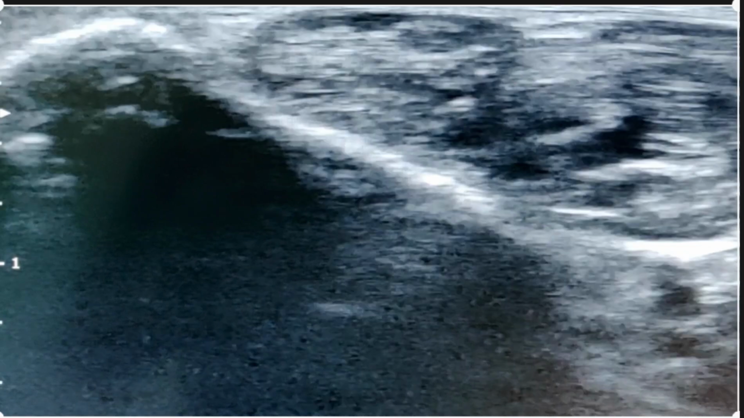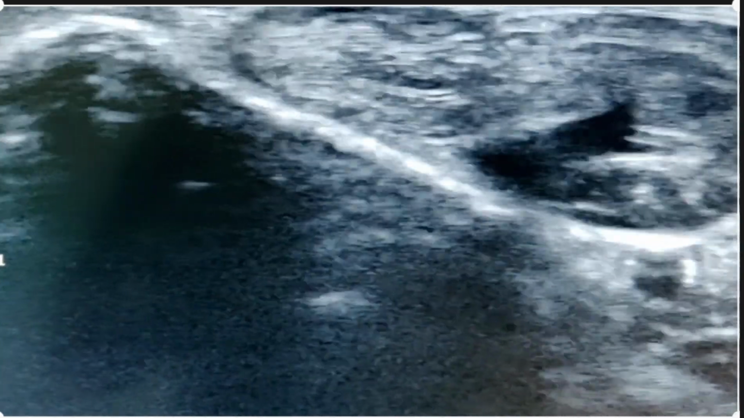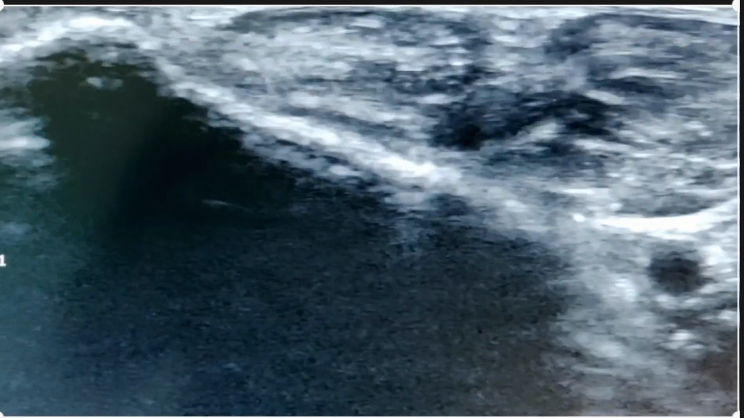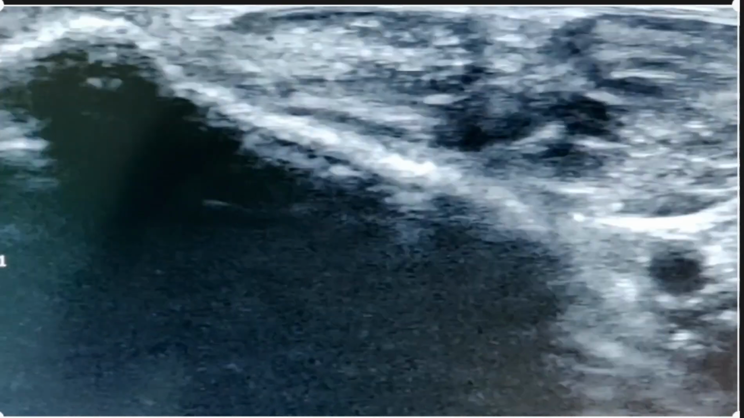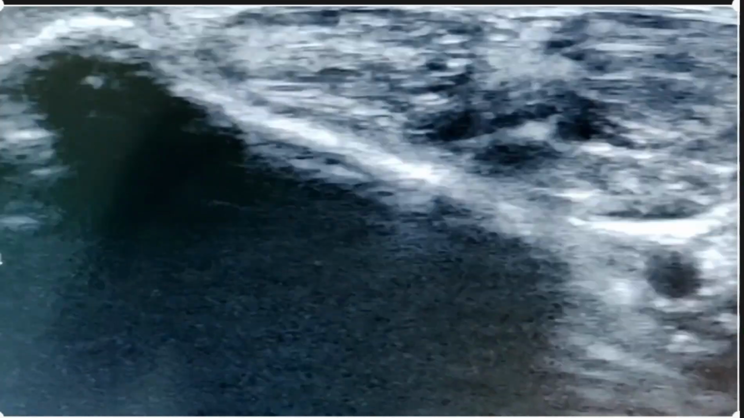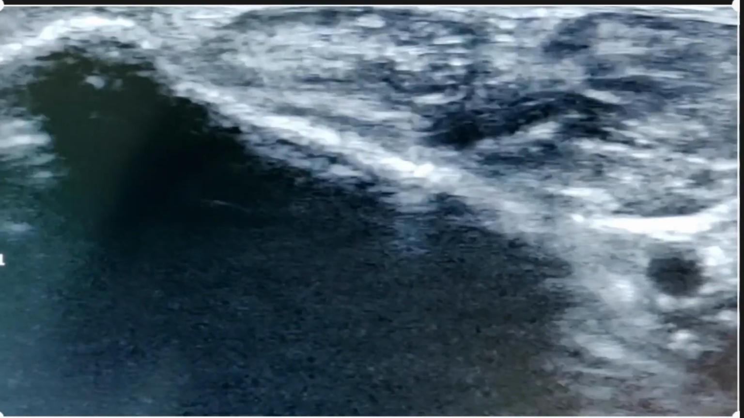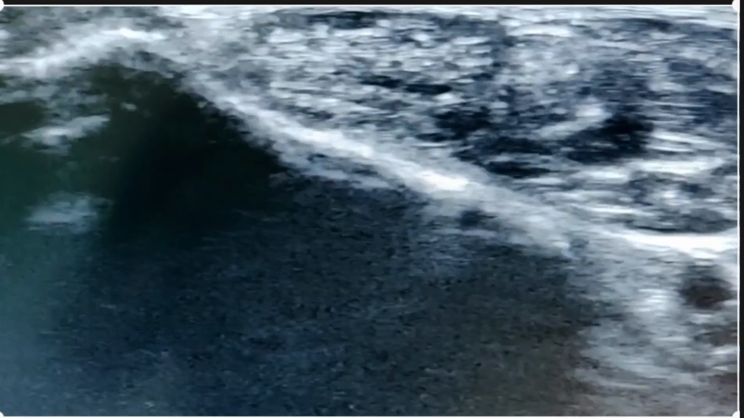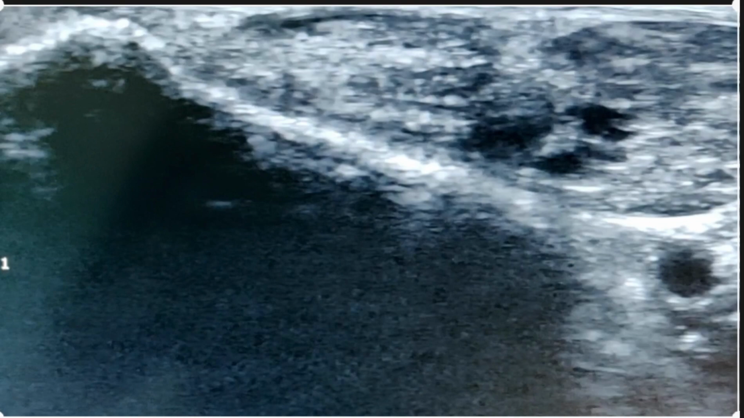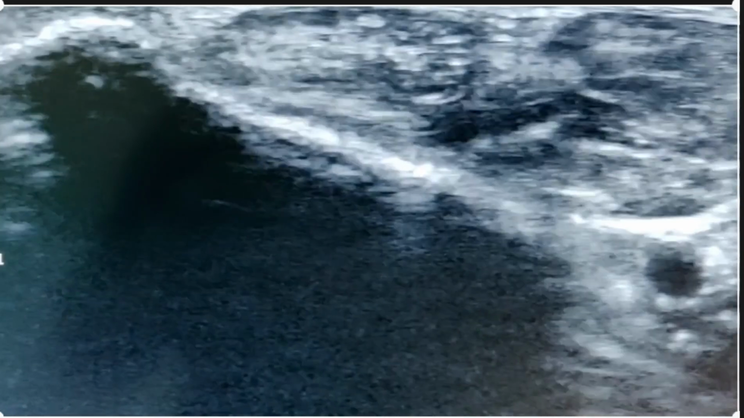So the peroneus brevis tendon, as I'm going back and forth, as opposed to it being fixated as it was on the right side, you can actually see the peroneus brevis tendon moving a lot more relative to the peroneus longus tendon. So this is a sign of intrasheath instability of the peroneus brevis tendon.